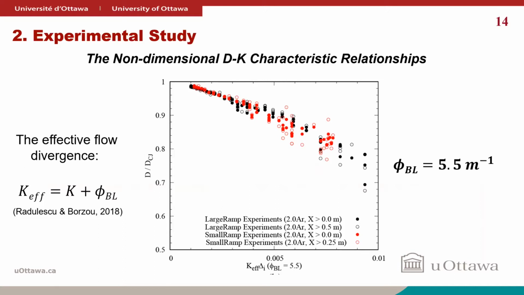By collapsing the experimental data of both the large and the small ramp, one can obtain the unique decay relation between the velocity deficit and the lateral flow divergence. As a result, the boundary layer induced lateral strain rate, VBL, can be derived. For example, for hydrogen-oxygen-argon, as shown in this figure, the boundary layer induced loss rate, VBL, from our experiments was found to be about 5.5, which can vary depending on the mixture.